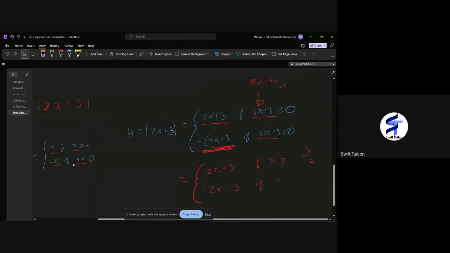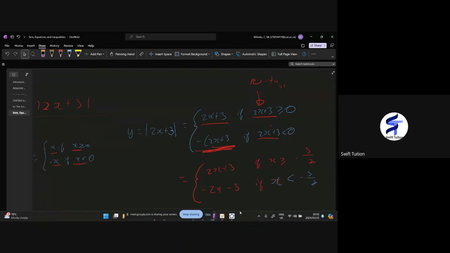As you can see over here, it is still x. The only thing that changes is the negative x. So if they function again, but obviously in this case we know it's x being less than, so I'm saying if x is less than negative 3 over 2, right? So that's essentially the idea over here.